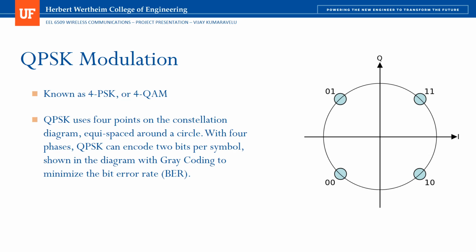Let's talk about QPSK modulation. QPSK modulation is also known as 4PSK or 4QAM. It uses 4 points on the constellation diagram as shown here, and they can encode 2 bits per symbol, and there is a lowering of the bit error rate.